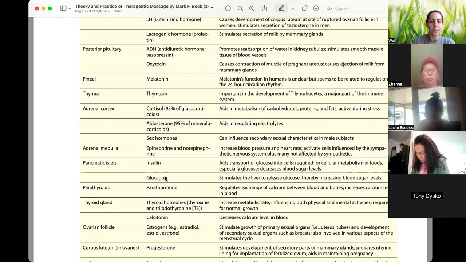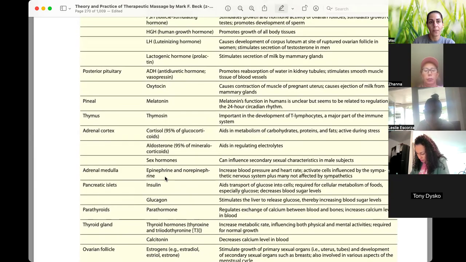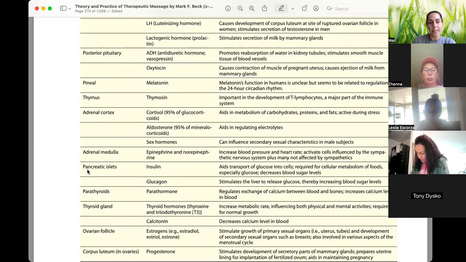Okay, let's move on to the pancreas. The pancreas has those islets, pancreatic islets, and there are two hormones there. People that are diabetic will have challenges in the secretion of these hormones.